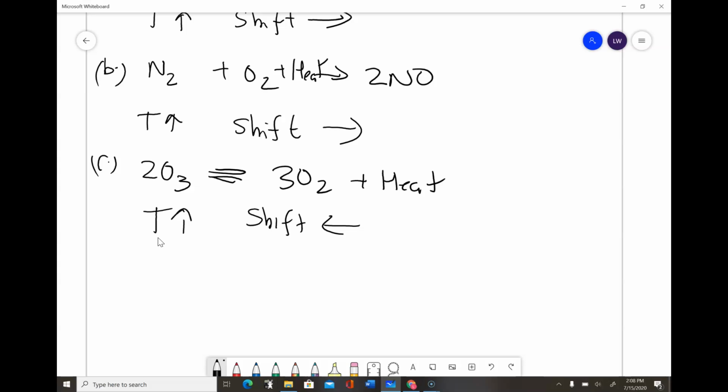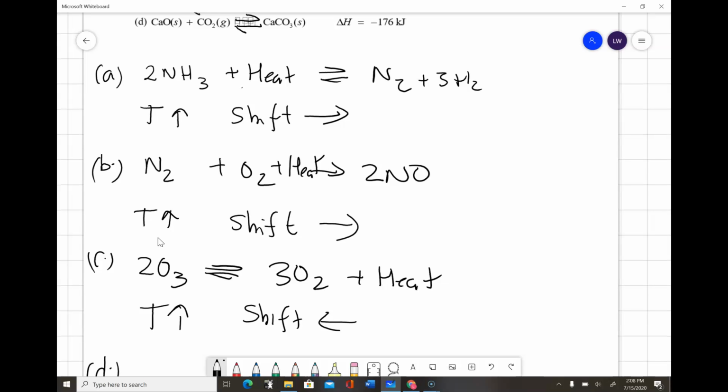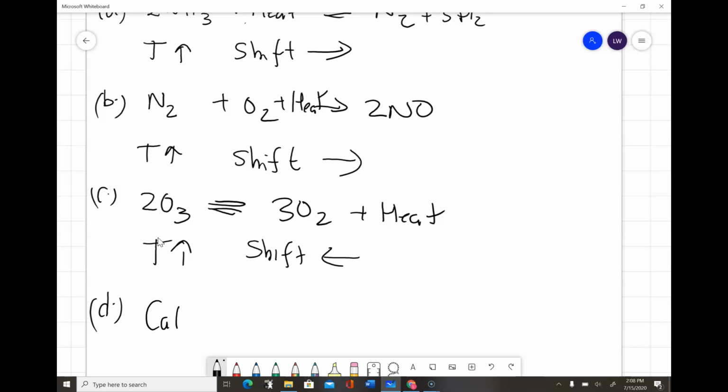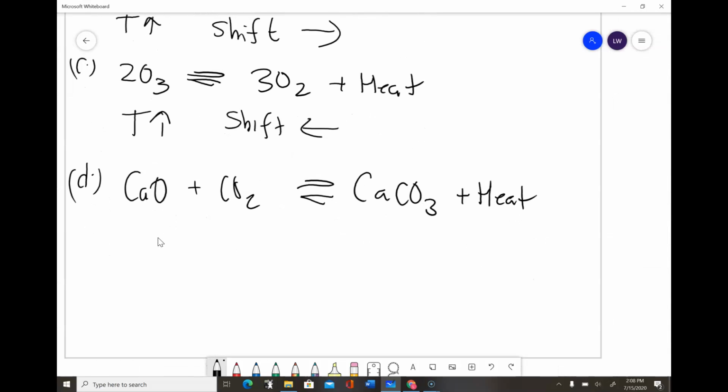Okay, so let's have a look at D now. That'll be our last one. In D, again, it is exothermic. We've got a negative delta H there. So we've got CaO plus CO2 in equilibrium with CaCO3, and heat is a product because that has a negative enthalpy. So when the temperature goes up, that's the equivalent of adding a product, and that's going to cause the equilibrium to shift to the left.